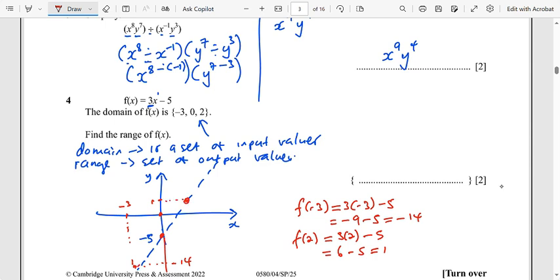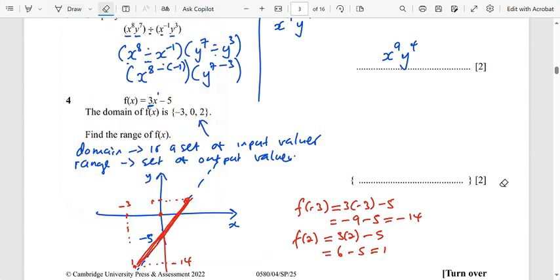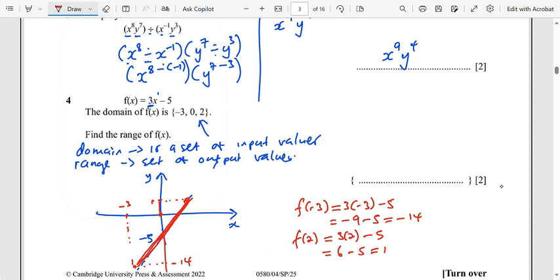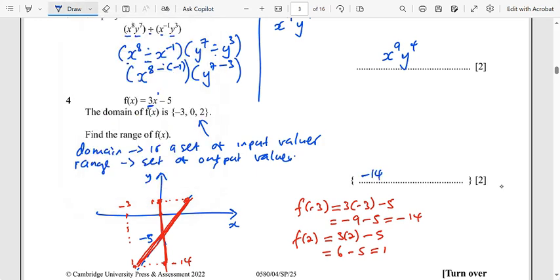So this is the graph, how it should be drawn for the given domain, or for the given set of values. So it means this part here is excluded, and the bottom part is also excluded. So when you're looking at the range, we're considering the y-axis. We're seeing that the y-axis goes as low as minus 14, it goes as high as 1. So our range is starting with the smallest, that's minus 14.